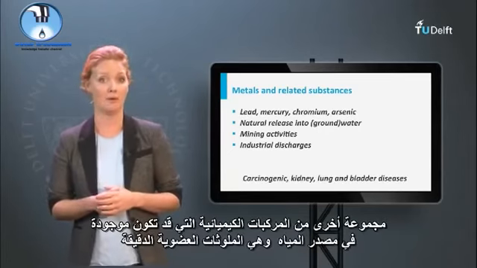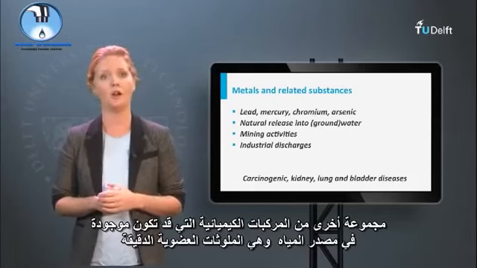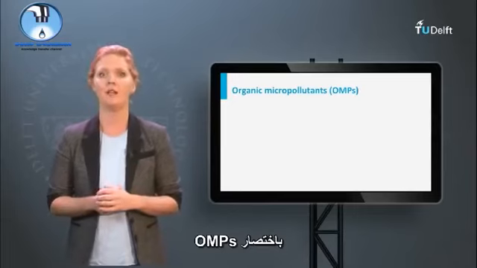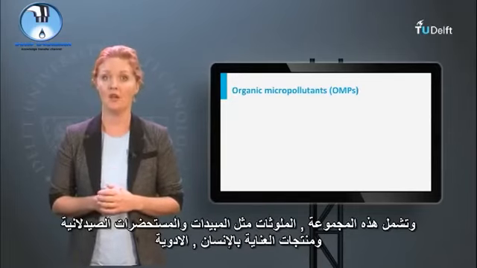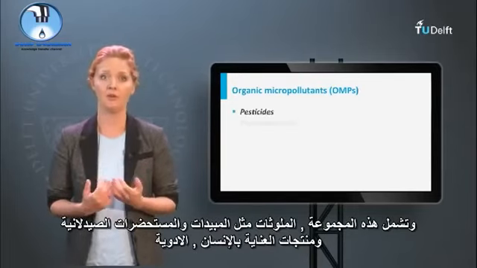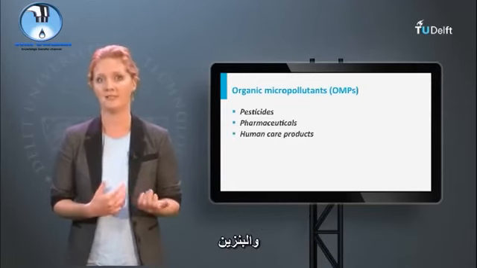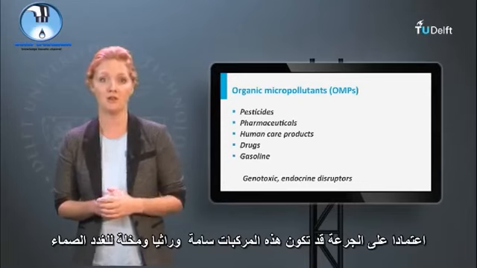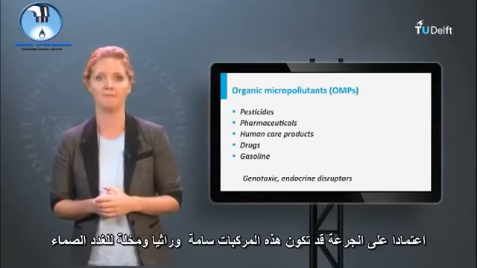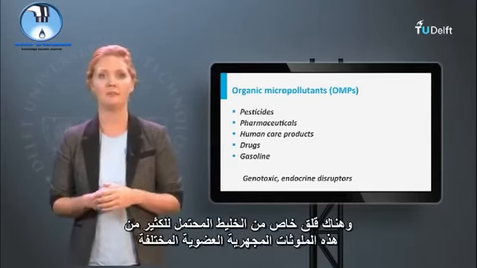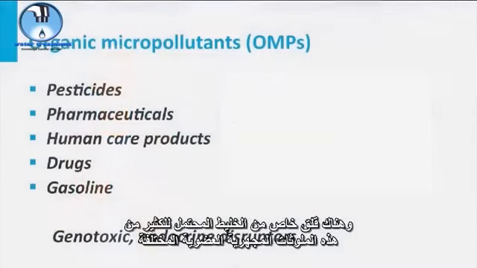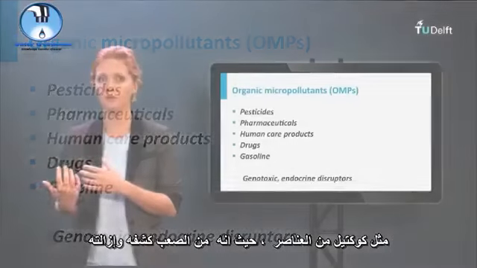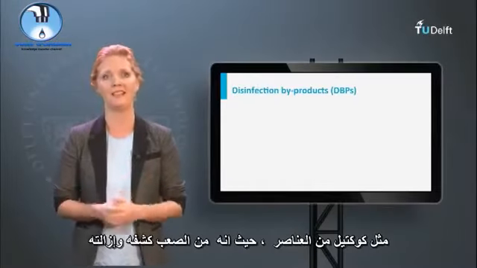Another group of chemical compounds that may be present in source water are organic micropollutants, shortly called OMPs. This group includes contaminants such as pesticides, pharmaceuticals, human care products, drugs, and gasoline. Depending on the dose, these compounds may be genotoxic and endocrine disrupting. A particular concern is the potential mixture of many different of these organic micropollutants, such as a cocktail of substances, as it's difficult to detect and to remove.